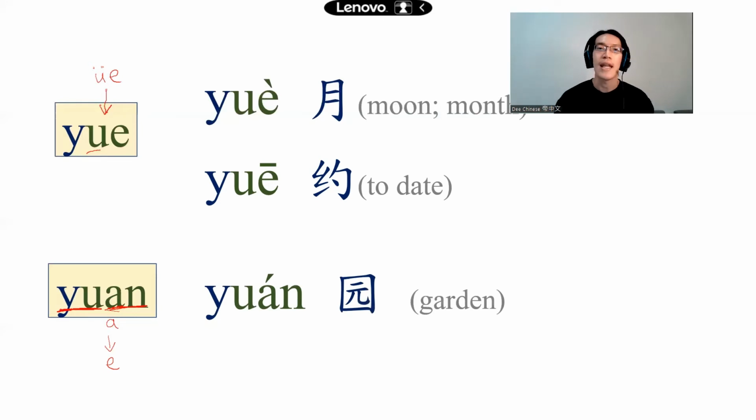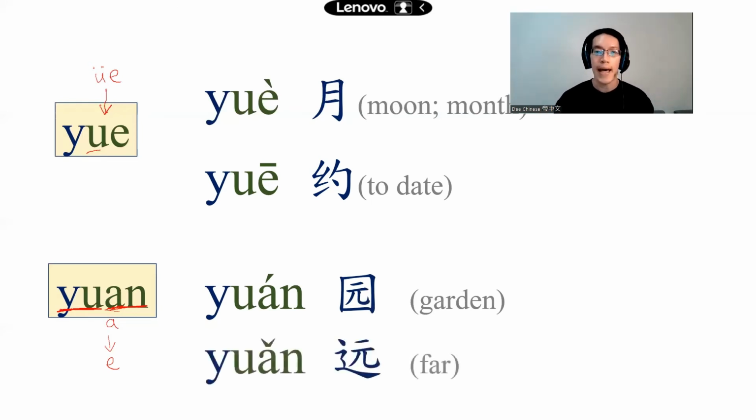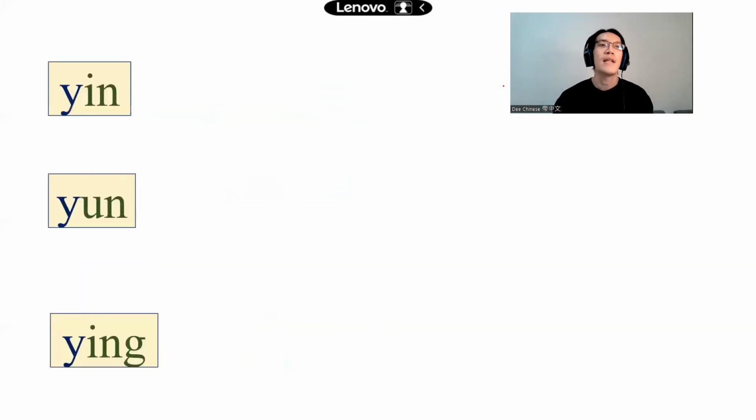Yuan means garden. And the next one is yuan, which means far. Sometimes you will hear some very standard pronunciation, but in daily life you will hear the simplified pronunciations more frequently, because the standard letters are difficult to pronounce. And the next one, let's take a look.